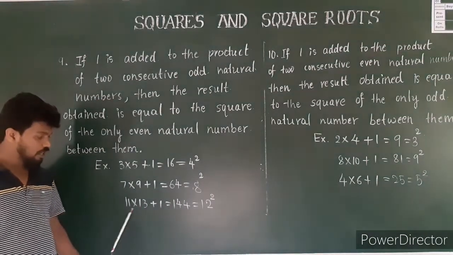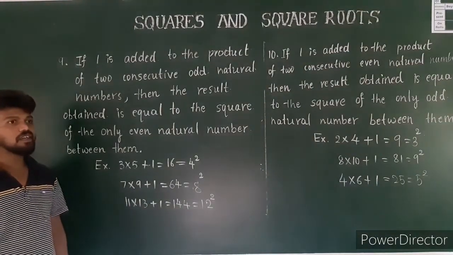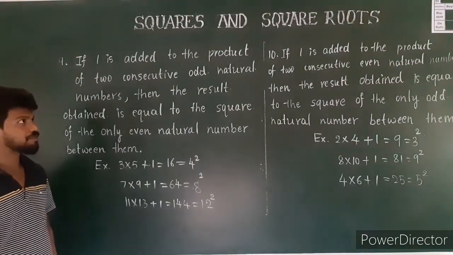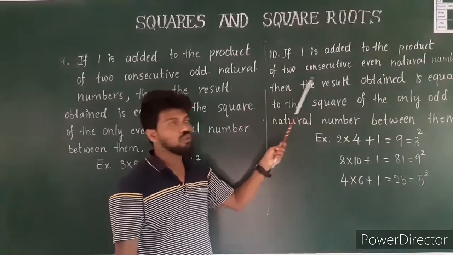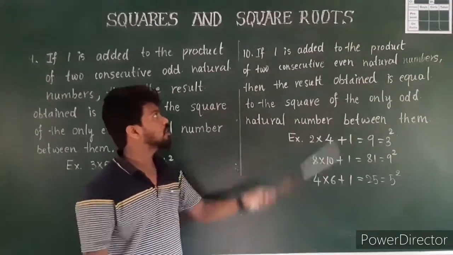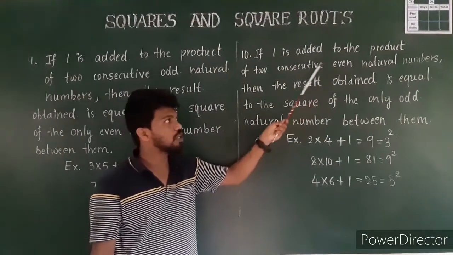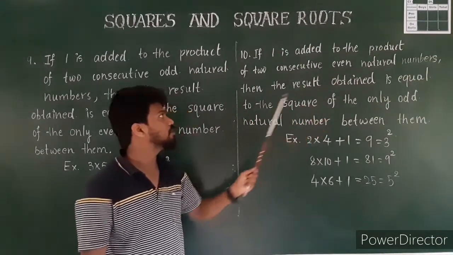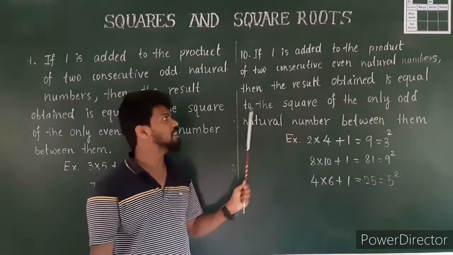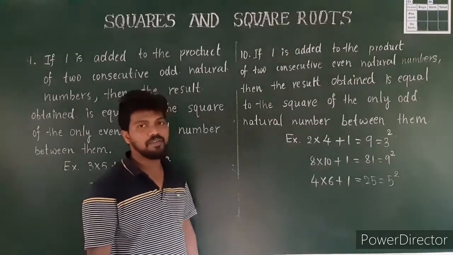That is 12 square. So in between 11 and 13 you get 12. So next, 10th property. If 1 is added to the product of two consecutive even natural numbers, then the result obtained is equal to the square of the only odd natural number between them.